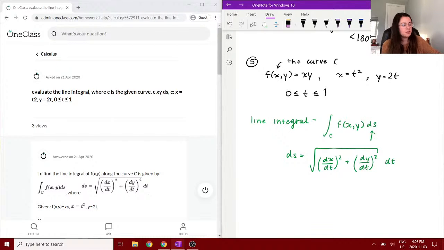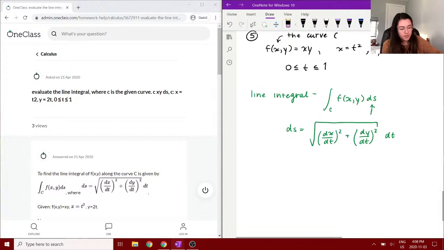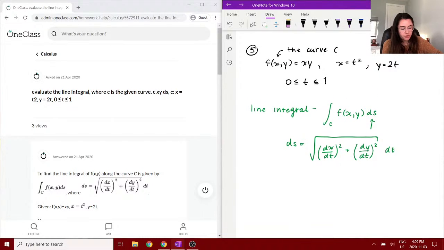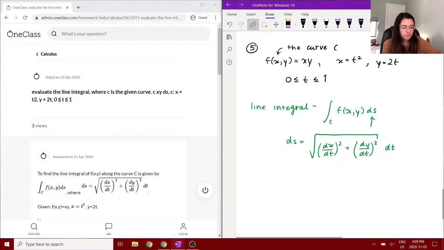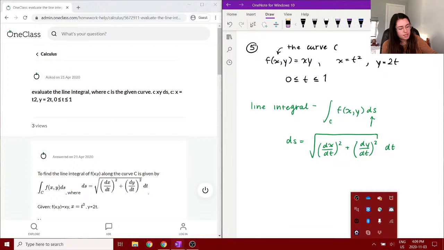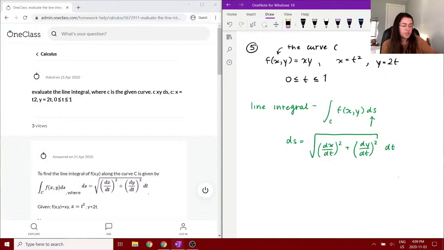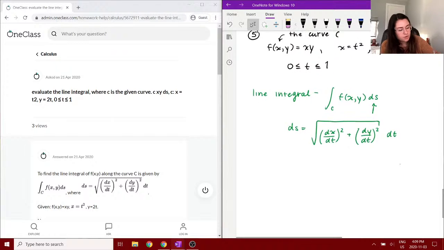Okay, so if we want to evaluate the line integral for this function, the given function of x times y, we need to determine what the derivative of x with respect to t is, and what the derivative of y is with respect to t, so that we can sub them all in. All right, so let's start off with x.